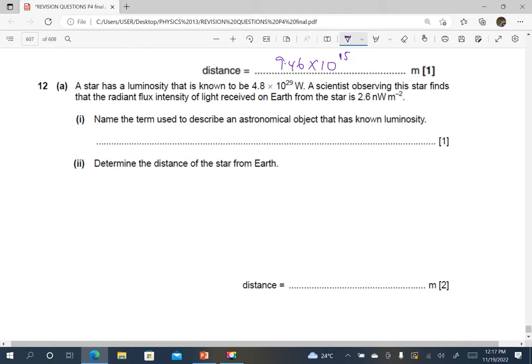A star has a luminosity that is known to be that. A scientist observing this star finds that the radiant flux intensity of light received on the Earth from the star is 2.6 nanowatts per meter squared. Name the term used to describe an astronomical object that has known luminosity. So this one is simply a standard candle.